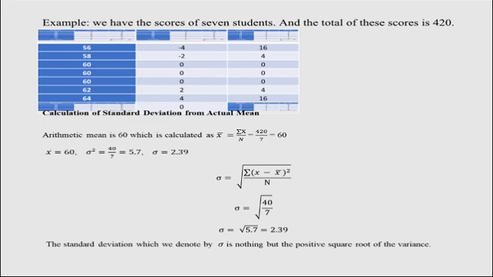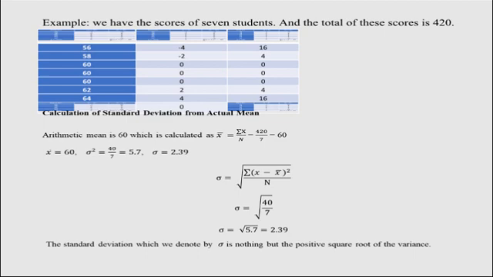The formula for calculating standard deviation from actual mean is sigma equals under root summation (x minus x bar) raised to power 2 divided by n, which means here at first we have to calculate x bar and then deduct it from x. Thereafter, we have to calculate the sum of squares of deviation from mean, which is summation of (x minus x bar) raised to power 2.